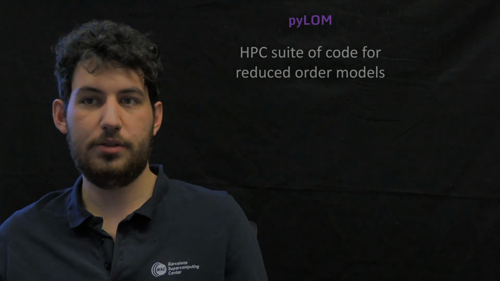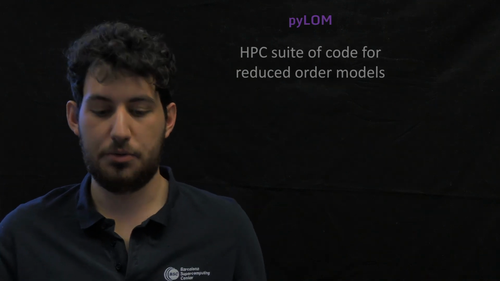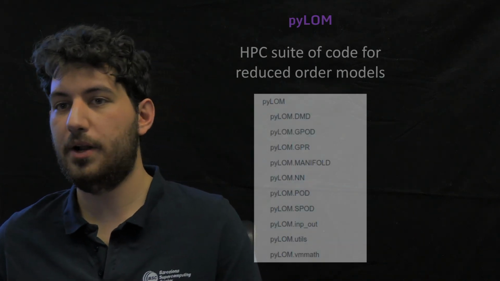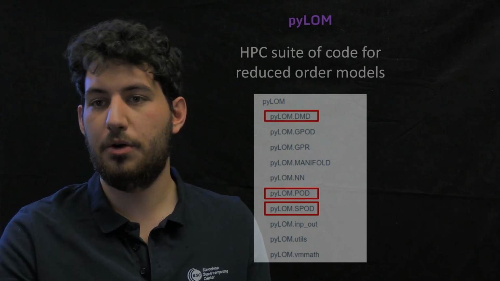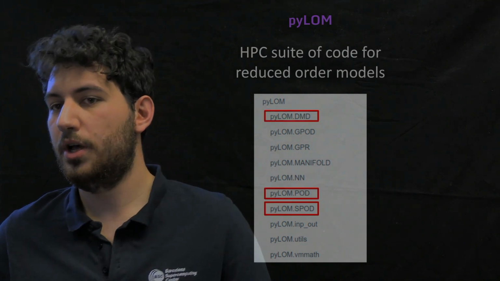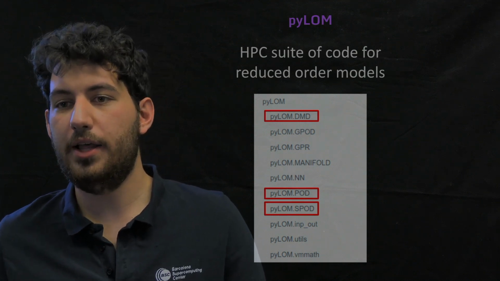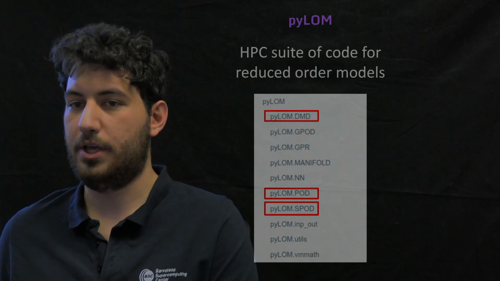So we need, of course, this. If we want to do a reduced order model of that, we actually need a high-performance computing code that allows us to do it. And in this case, we developed pyLOM. In pyLOM, we have several reduced order modeling methods, from which I would like to highlight the dynamic mode decomposition, proper orthogonal decomposition, and spectral proper orthogonal decomposition, because we have achieved a high parallelism with it, thanks to some algorithms that I will describe here in this video.